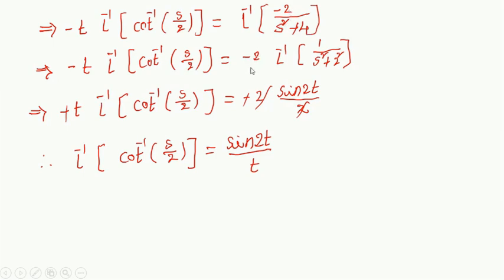Minus 2 is a constant, keep it outside. L inverse of 1 by s square plus 4 can be written as 2 square. Right, now what is L inverse of 1 by s square plus 2 square value? Sin 2t by 2. So 2 2 is cancelled, and minus minus is also cancelled. T, bring this side. Then L inverse of cot inverse of s by 2 is equal to sin 2t by t.